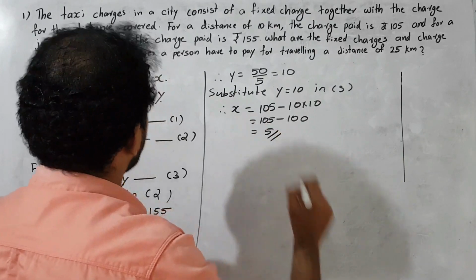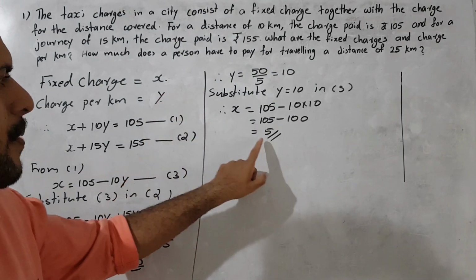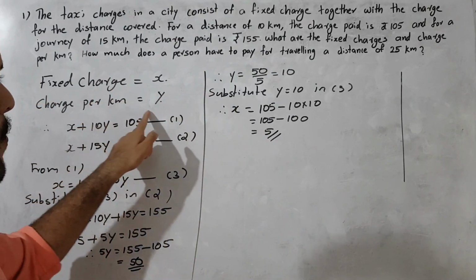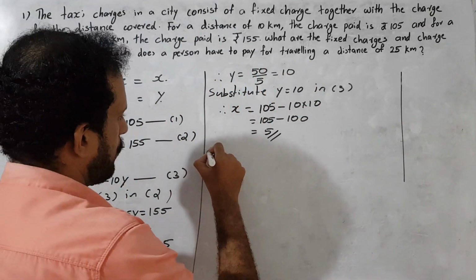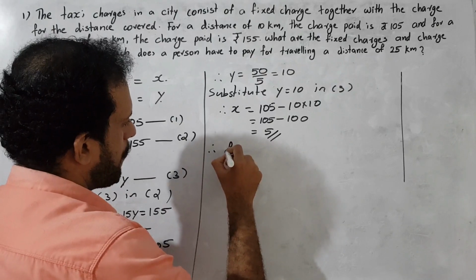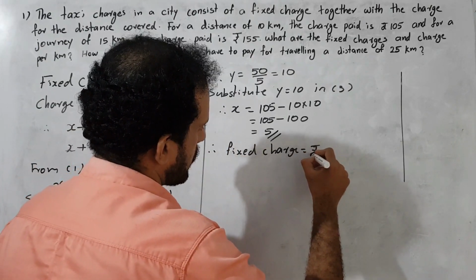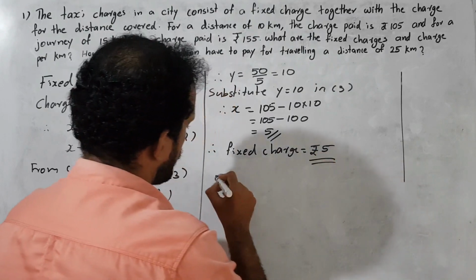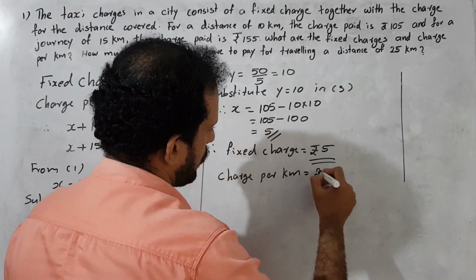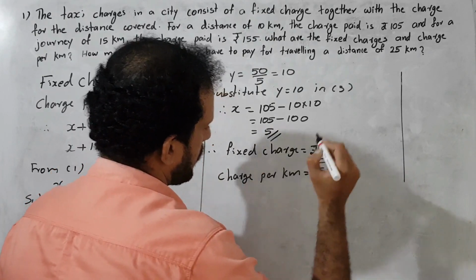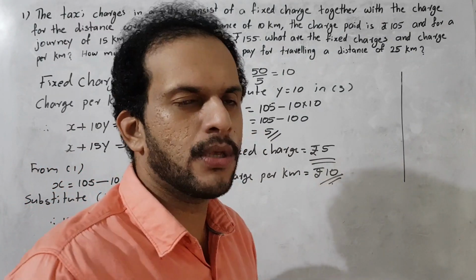Okay. Then what is x? x is the fixed charge. So what is the fixed charge in a city? Rupees 5. Then what is the charge per kilometer in a city? That is rupees 10. So we write therefore: fixed charge is equal to rupees 5, charge per kilometer is equal to rupees 10. Correct? Charge per kilometer is rupees 10 and the fixed charge is rupees 5.